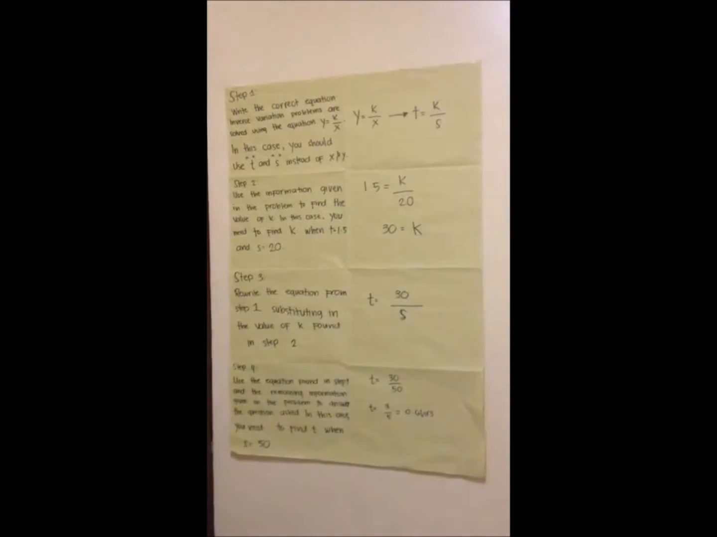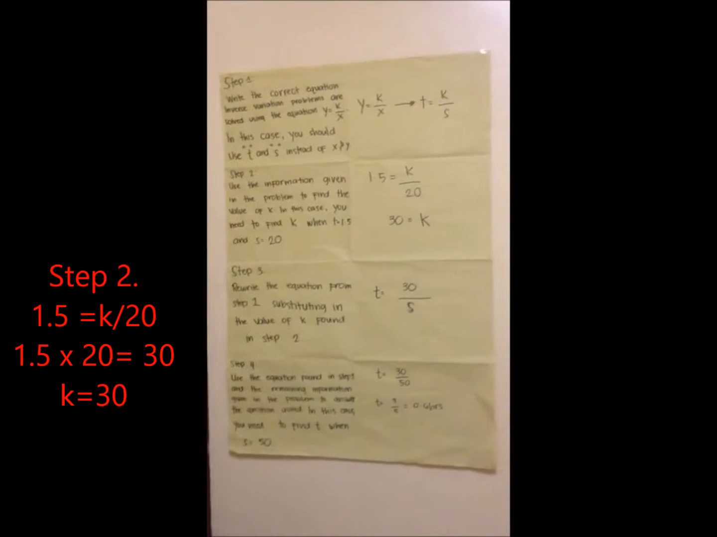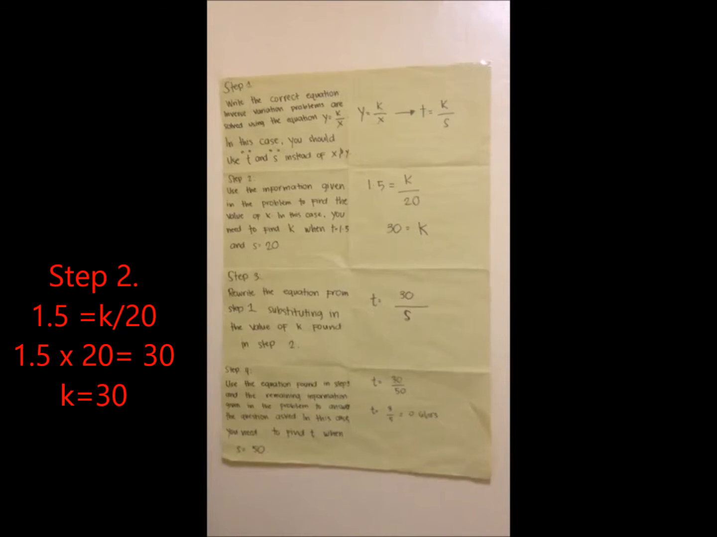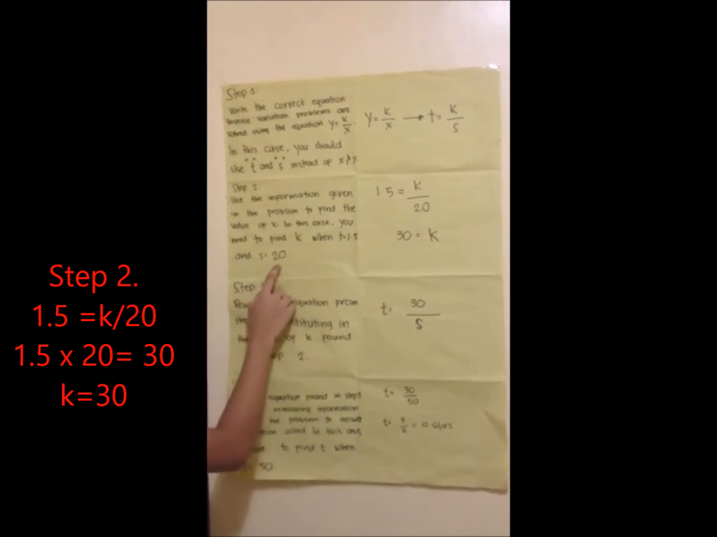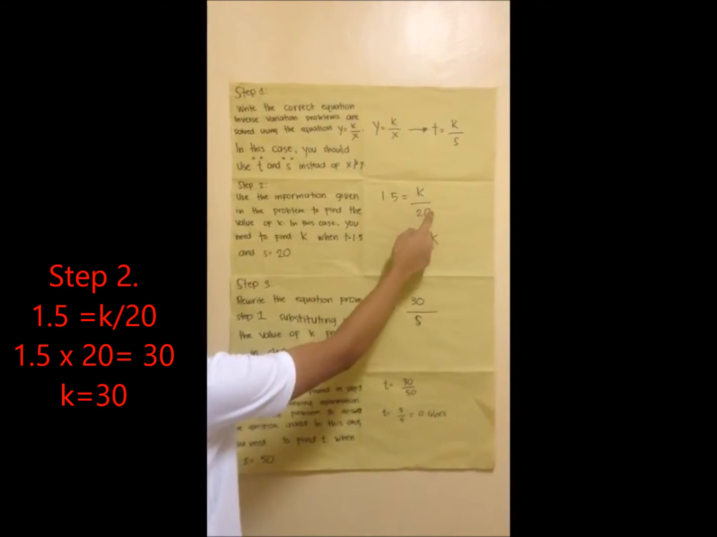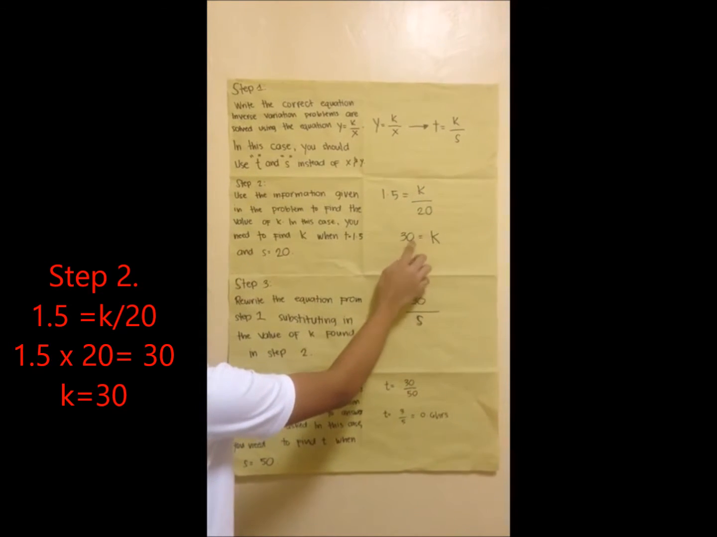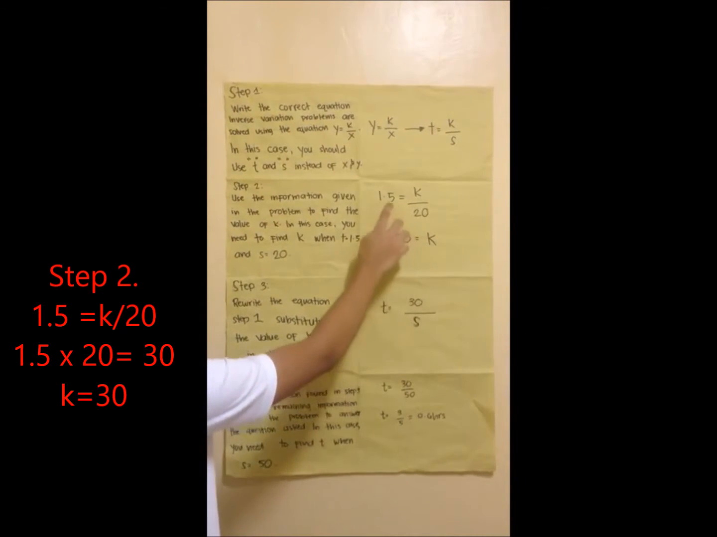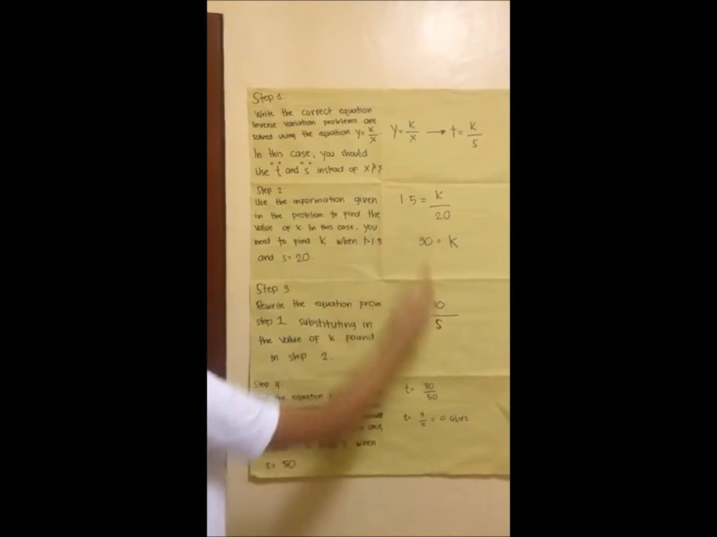Step 2. Use the information given in the problem to find the value of k. In this case, you need to find k when t is equal to 1.5 and s is equal to 20. So 1.5 is equal to k over 20. The answer would be 30 equals k. Just simply multiply 20 and 1.5.